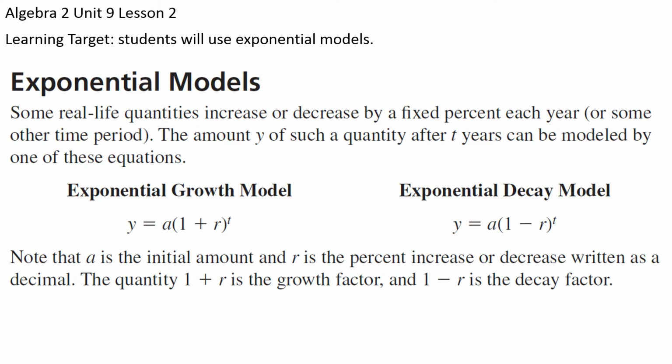A is the initial amount we start with. R is the percent increase or decrease written as a decimal. 1 plus R is a growth factor. 1 minus R is a decay factor.